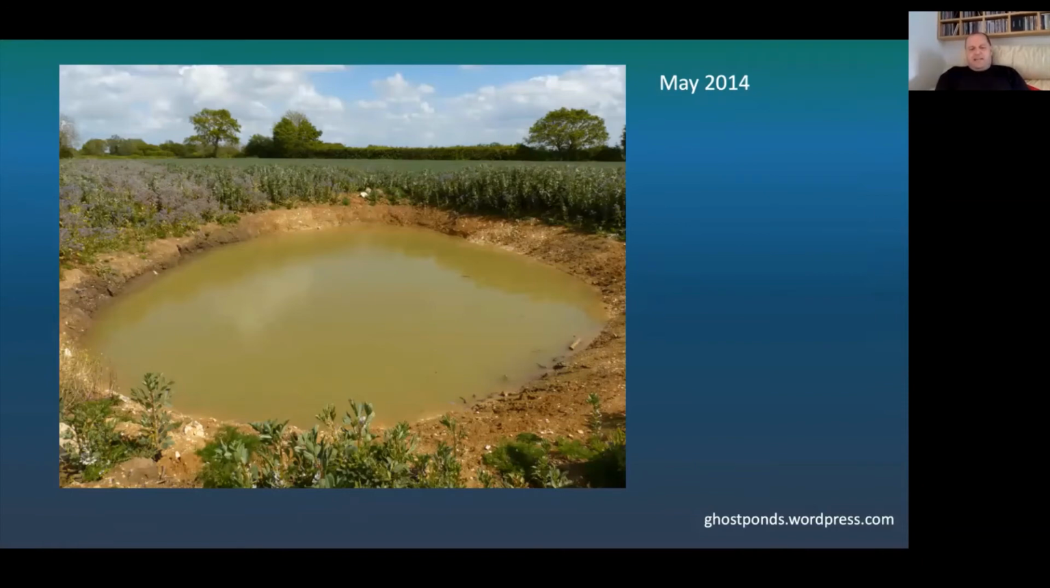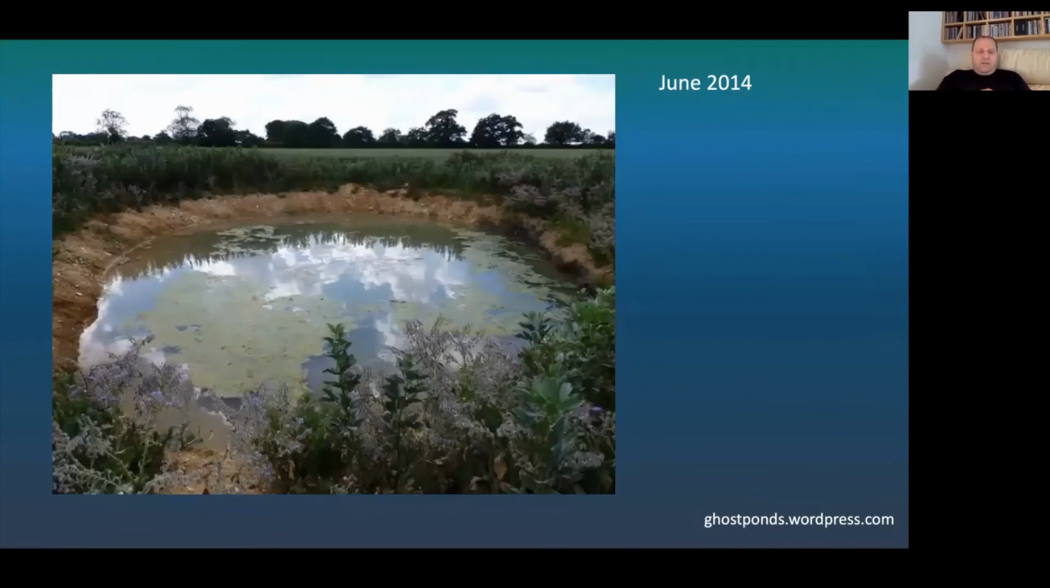So this was it in May 2014. This is really an example of new pond syndrome. You dig a hole, you get some nutrients coming in, you get a load of algae. By June, it was looking very different. The water had cleared quite a bit, so it's not very clear on this photo, but you can see the water isn't as soupy as it was before. But on the other hand, there's quite a lot of blanket weed. There's quite a lot of this sort of filamentous algae, which isn't great looking either.